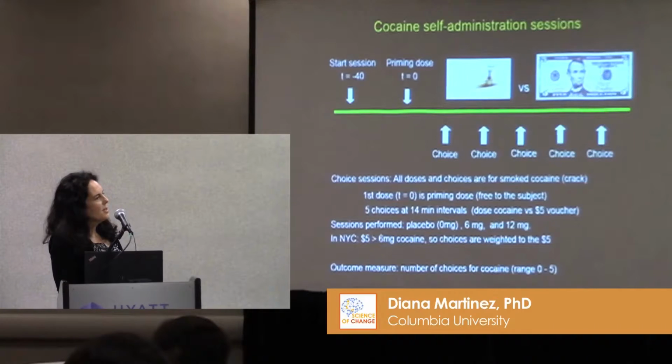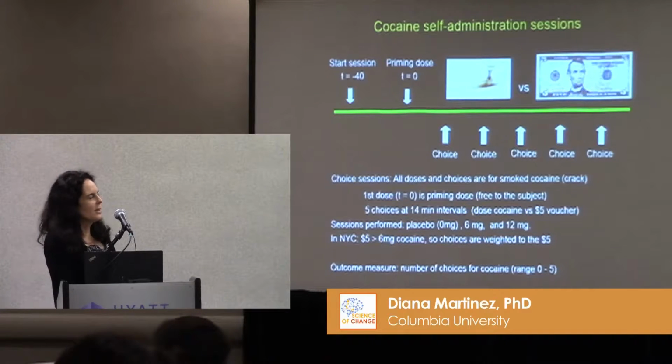So after the PET scans, we let people go into the laboratory and we let them self-administer cocaine. It's all smoked cocaine. Everyone who comes into the study has experience with smoked cocaine, so it's crack. We start the session. We give them a priming dose of cocaine, so they get one dose of cocaine for free. We test different doses of cocaine, placebo, 6 and 12 milligrams. And then after the priming dose, we let them choose between another dose of cocaine and $5. So this is a measure of how much you are willing to alter your behavior in the presence of a competing reinforcer.